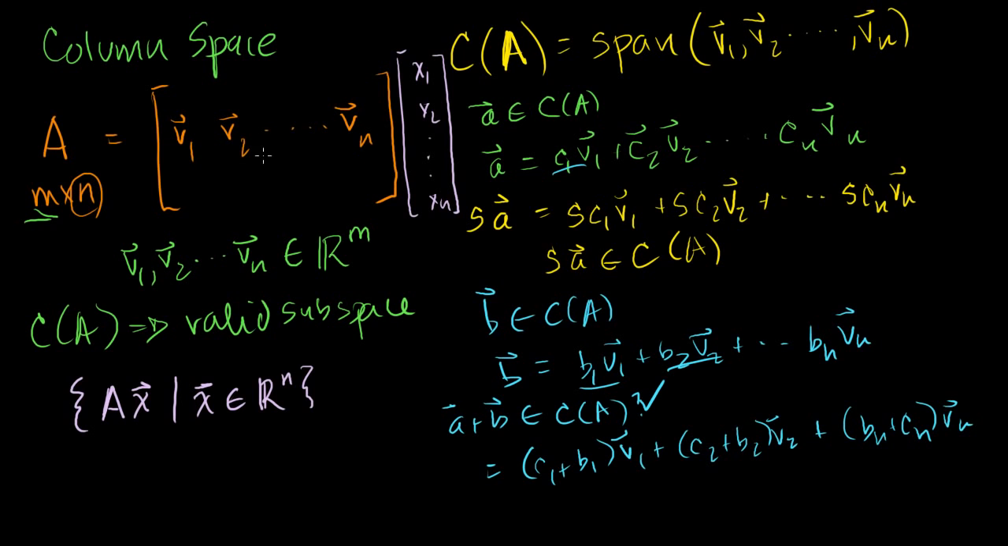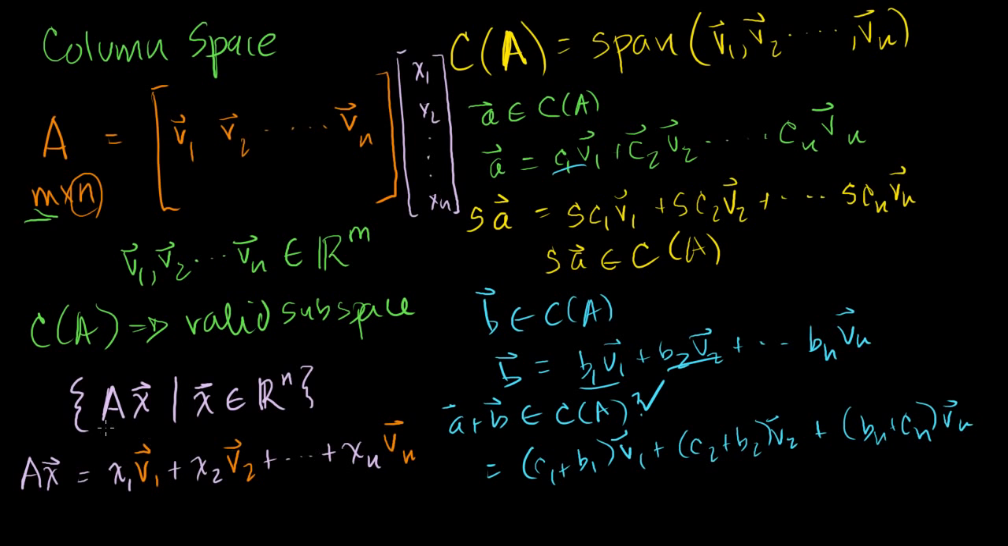What is Ax? Well, Ax could be rewritten as x1 times v1 plus x2 times v2, all the way to plus xn times vn. Right? We've seen this multiple times. This comes out of our definition of matrix vector products.